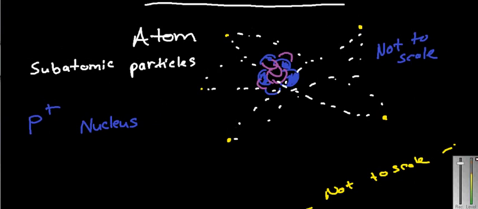They're located in the nucleus, and they're located in the nucleus with neutrons. So we have two central subatomic particles.